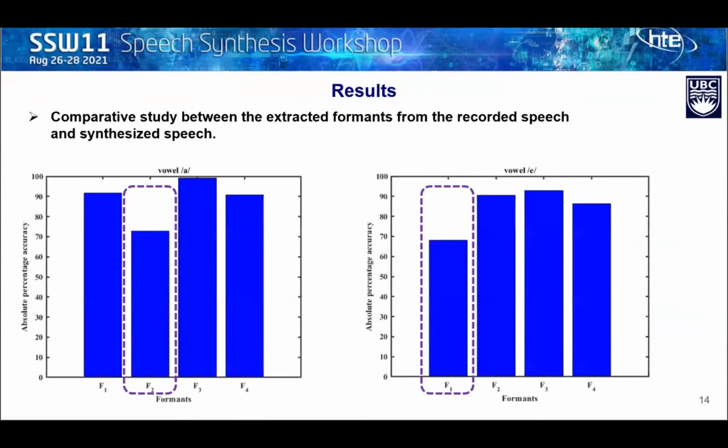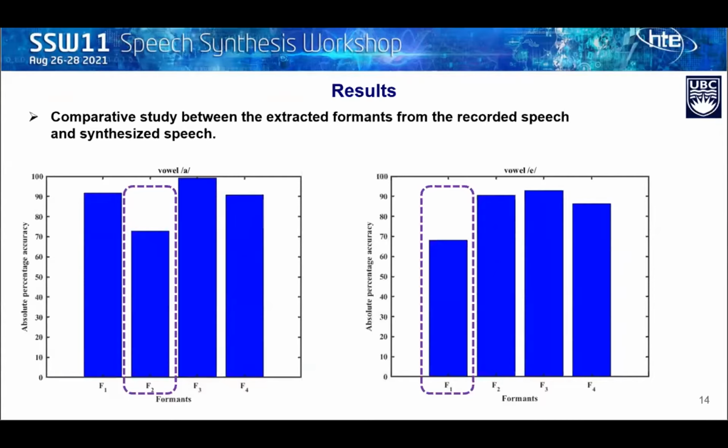Next, we compared the extracted formants of our speech synthesizer model with the recorded speech signal from the subject for all 4 vowel sounds. Here we analyzed only the first 4 lower formants as they play a major role in determining the vowel sounds. As you can see here, in most cases, the absolute percentage of the accuracy of the formants for vowel A and A are greater than 80%, but still far away from completely satisfactory results.